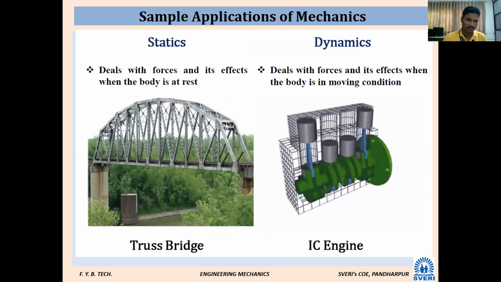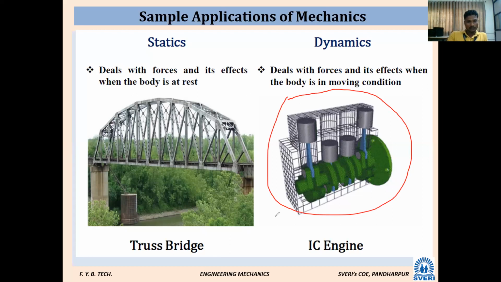Statics and dynamics: a simple example is given. In dynamics, the body is in motion. Which is this example? In the last lecture I told what this is. Part of an engine. But what is the name of that part? Piston and cylinder.